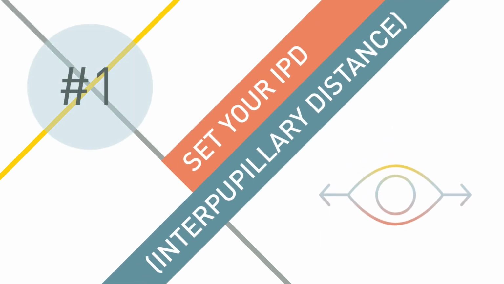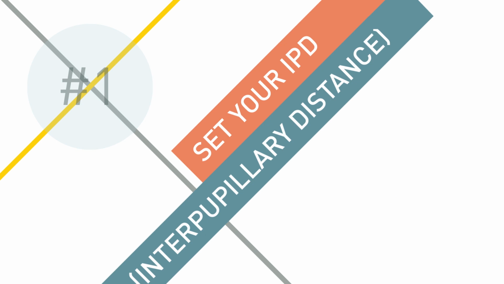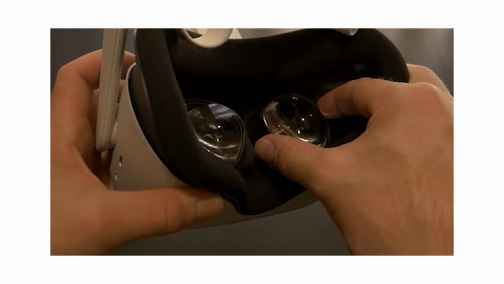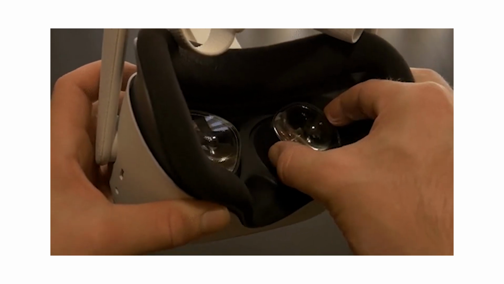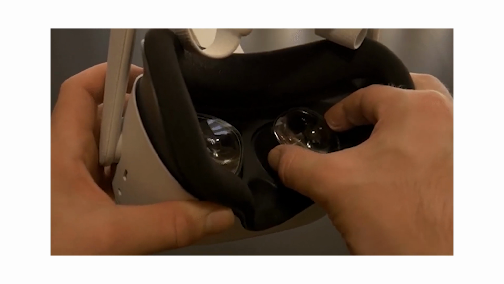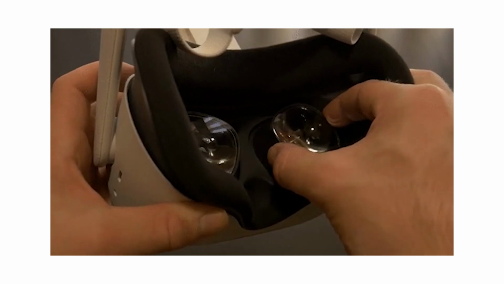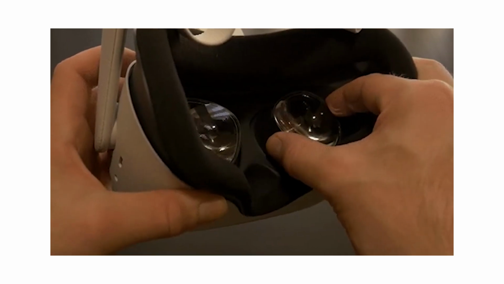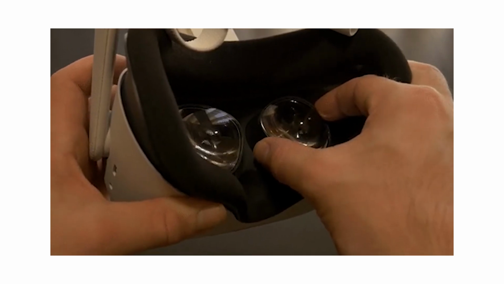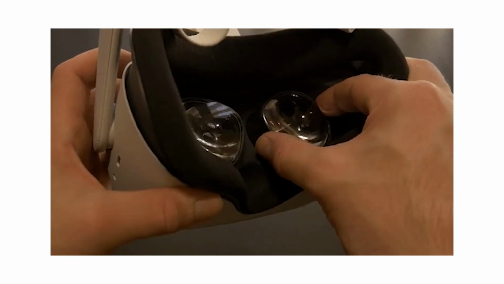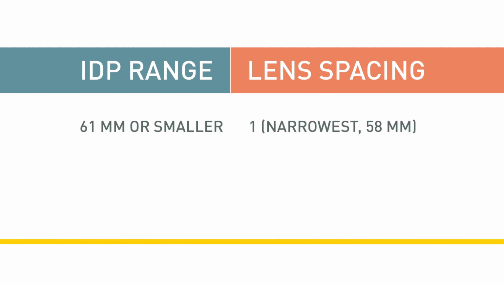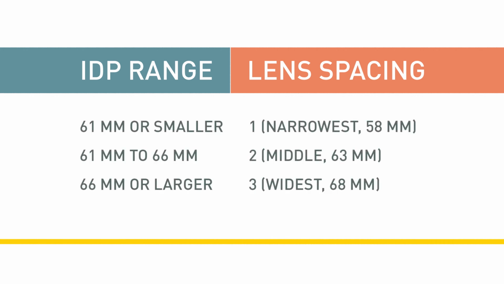1. Set your IPD, interpupillary distance. Interpupillary distance, or IPD, is the distance between the center of the pupils of your eyes. The lenses of VR devices, like the Oculus Quest 2, allow you to adjust the lenses in the head-mounted display to closely match your own IPD. If your IPD for rendering is set to a value smaller than reality, it makes the world seem bigger, and vice versa. Not only that, an improperly set IPD can cause the images in your headset to seem blurry or out of focus.